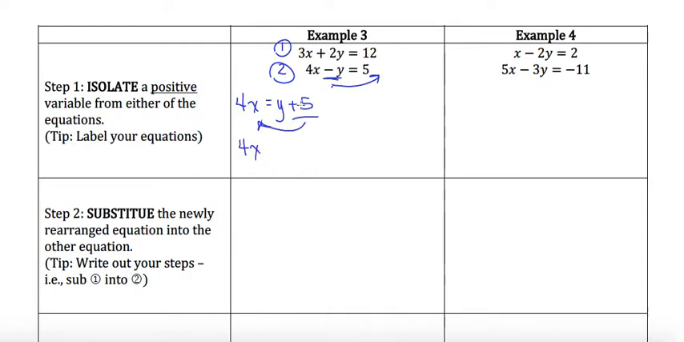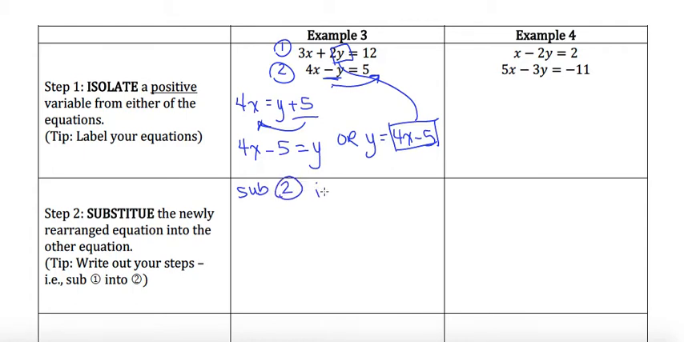So I have 4x, the opposite of adding is subtracting 5, is equal to y. I can keep it like this, or if you wanted to, you could write it like this, y equals 4x minus 5. If you like to have your isolated variable on the left-hand side, you can do that. These mean the same thing. You can write whatever way you want. So because we have rearranged equation 2, we're going to substitute this expression for y into the y for equation number 1. Okay, so we're going to substitute 2 into 1.